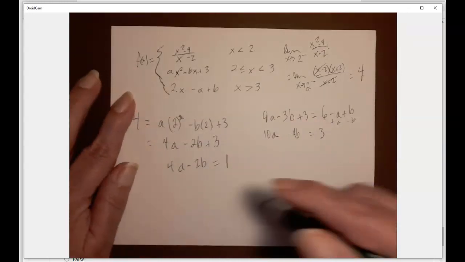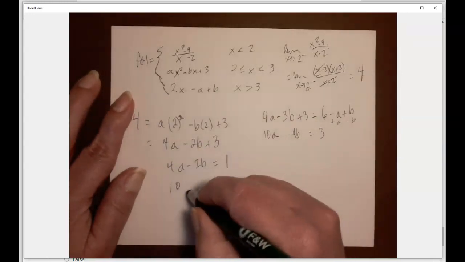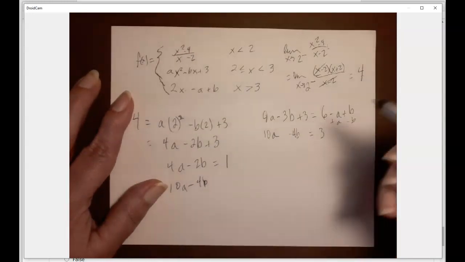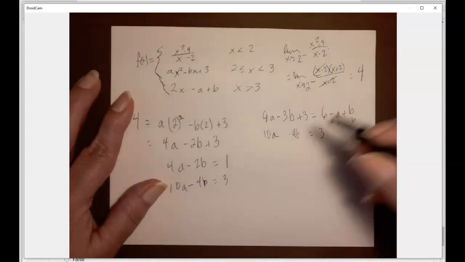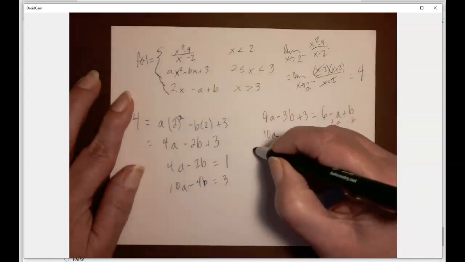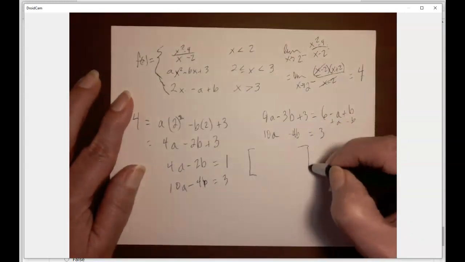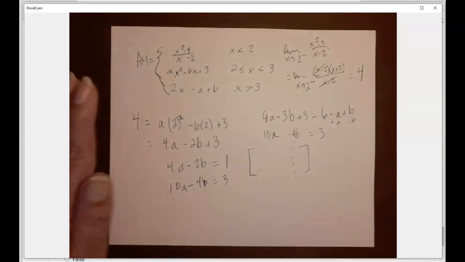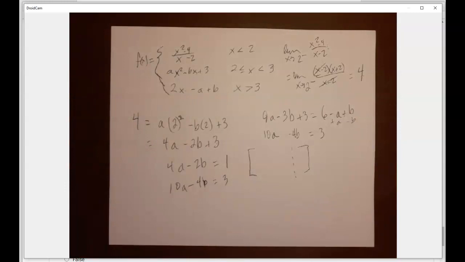So I have two equations and two unknowns. 10a minus 4b is equal to 3. Now I can use what's called an augmented matrix to write the bare bones of this, and then we'll go to our calculator to solve it. We could do this by elimination, substitution, Cramer's rule. There's lots of ways to solve systems of equations like these.